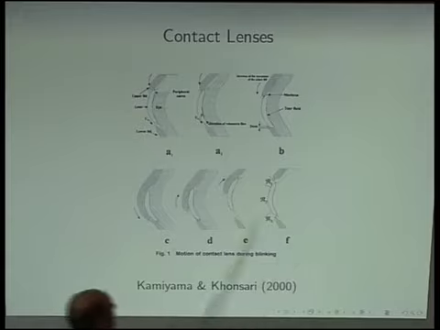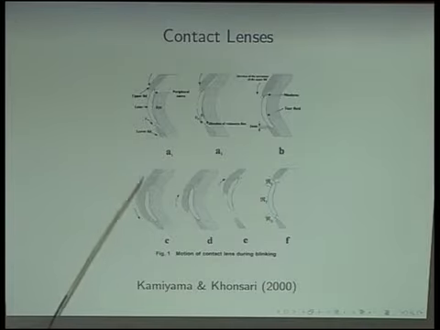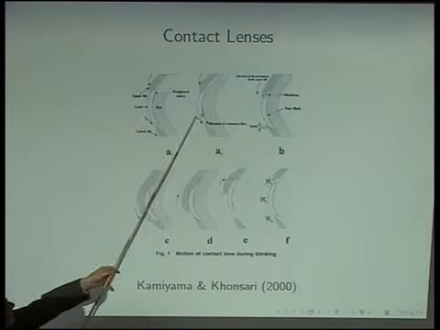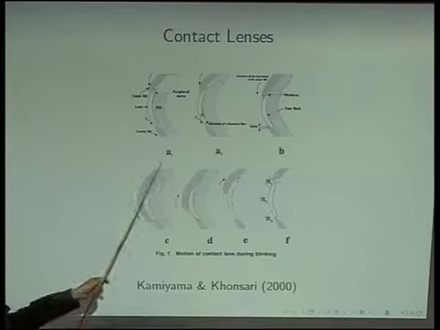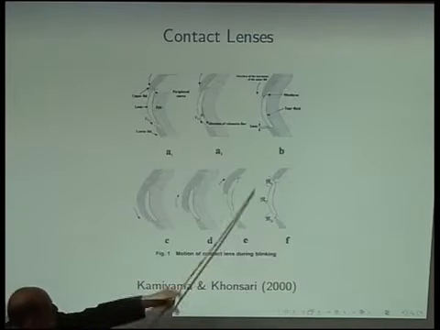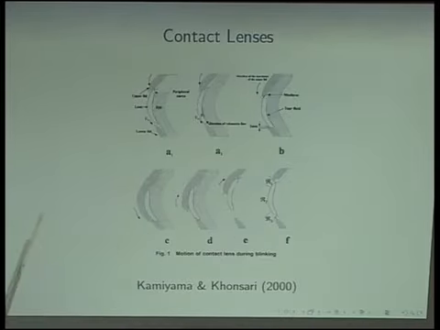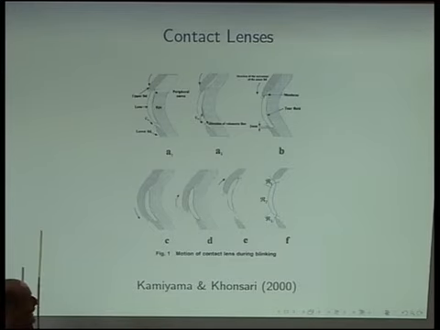Real contact lenses are very complicated, so this rather bad picture taken from this paper tries to show some of the things that go on during a blink. Here's the eyelids, here's the lens, here's various other things. Here's the eyelid going across and then sweeping back. And so there's all sorts of interesting questions, mechanical questions, biological questions here.